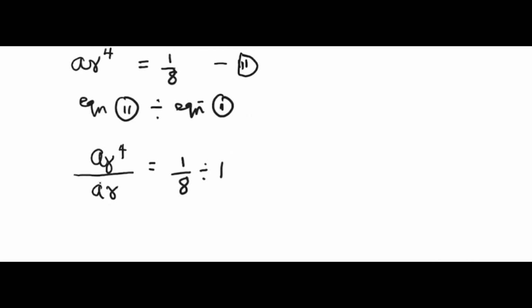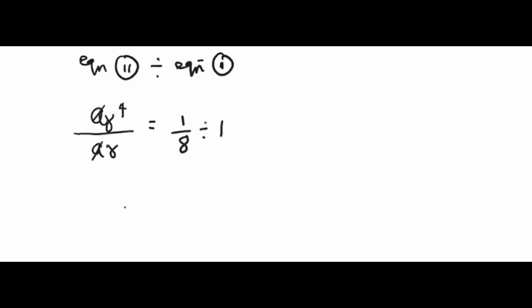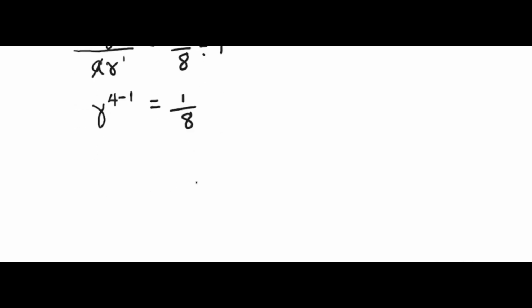So dividing, A will take A to give us 1. Then using indices, we'll have R raised to power 4 minus 1, because the power of R here is 1. We are subtracting because it's division. 1/8 divided by 1 will still give us 1/8. So we have R raised to power of 3 is equal to 1/8.